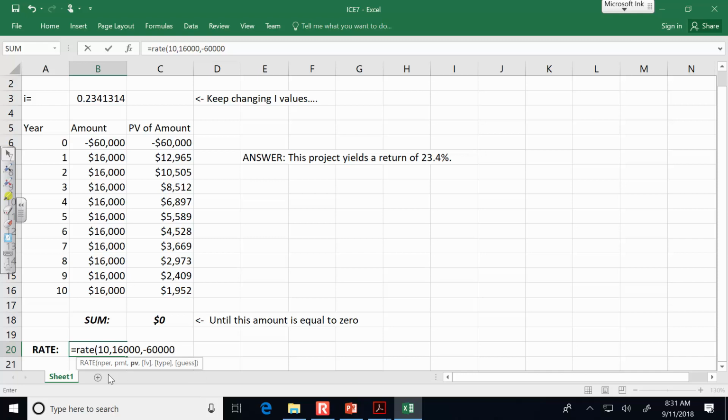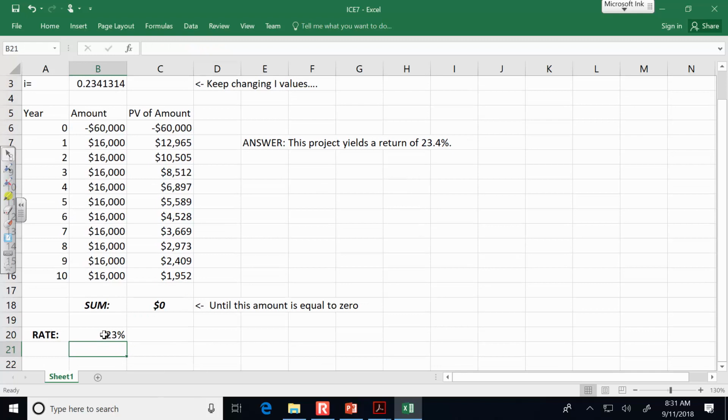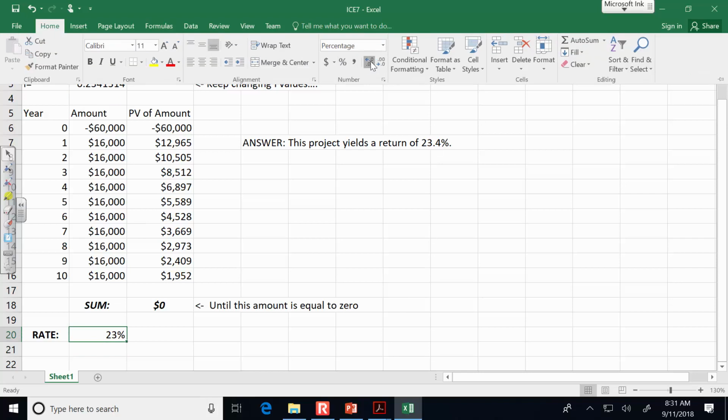All we have to do is put in these first three terms: the number of payments, the amount of the payment, and the amount of the present value amount. Okay, so I'm going to close that and type enter. 23%. That's pretty close to what we saw. And the reason why it's not exactly is I just need to increase the digits here, and it'll be exactly the same.